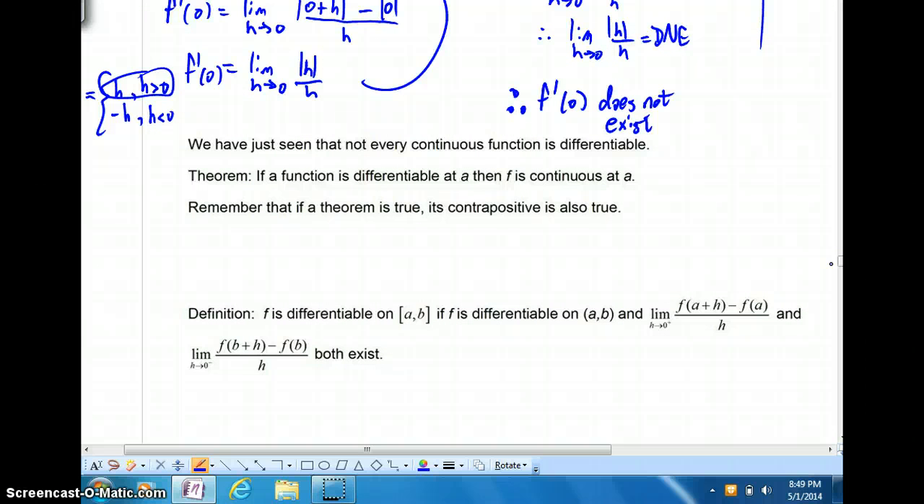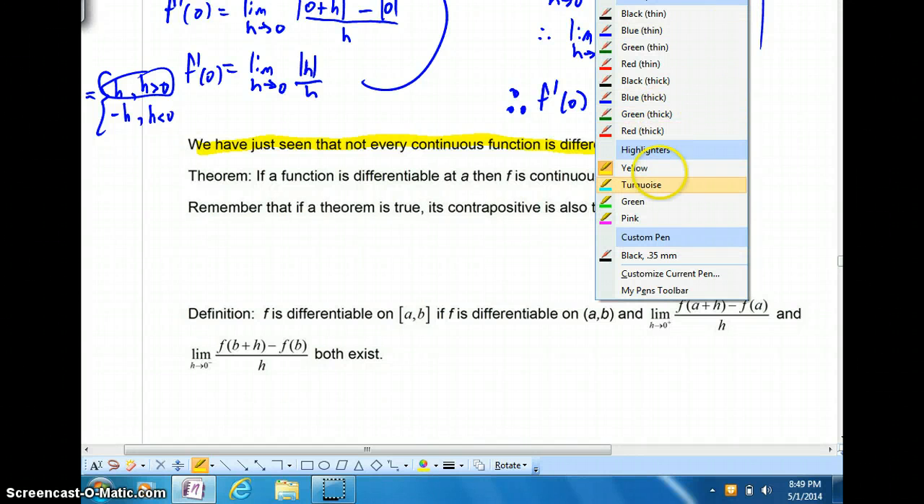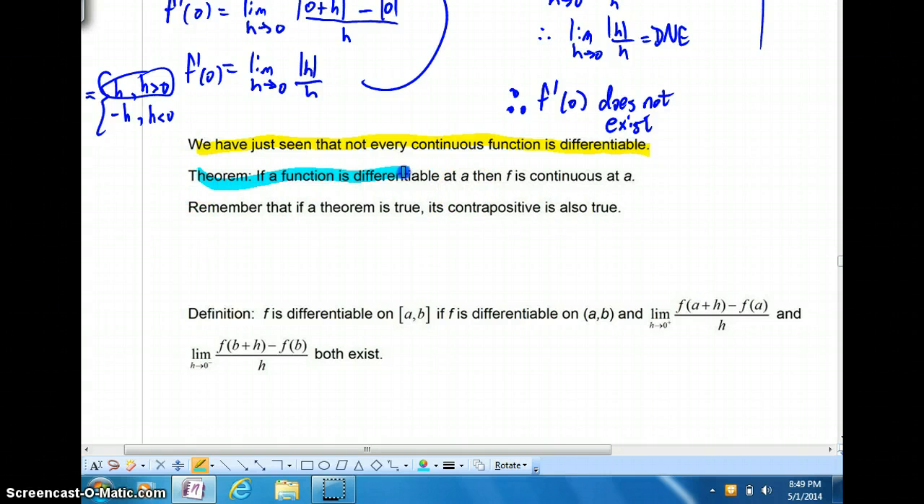Okay, so let's take a look at what we will now note. Not every continuous function is differentiable. The absolute value function was continuous. In a simple sense, we could draw it without picking our pencil up, but we saw that we would not be differentiable at x equals 0. Well, here's a theorem. We're not going to prove it, but if a function is differentiable, if a derivative exists, then f must be continuous there.